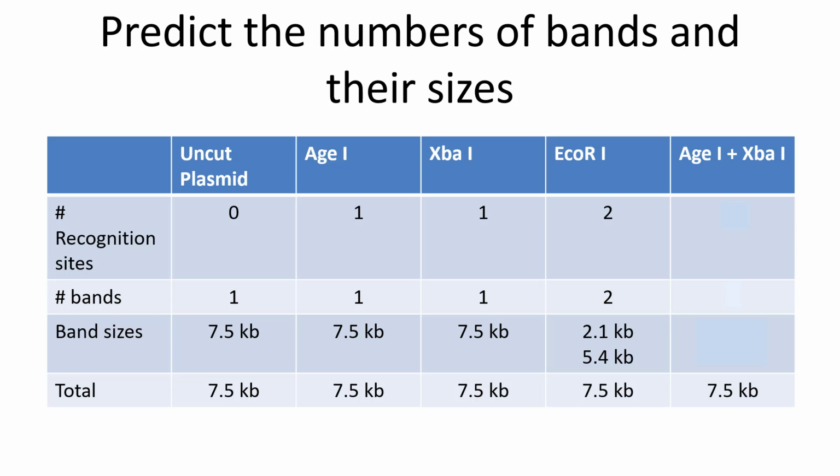If we were to do a restriction digest that combined AgeI and XbaI, that would give us a total of two recognition sites. It would produce two bands on our gel, and the size of those bands would be 300 base pairs and 7.2 kilobase pairs, which would add up together to 7.5 kilobase pairs of the intact plasmid. So with that background information, please try the exercise on your own.